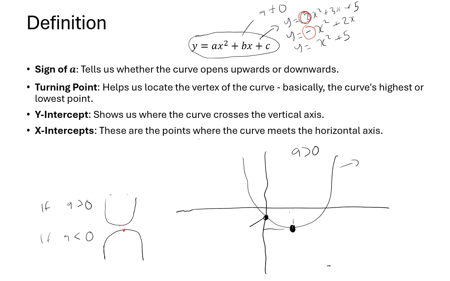So this is the y-intercept, and the x-intercepts are these points where it crosses the x-axis. Remember, this is the x-axis, this is the y-axis. So this is an x-intercept where it crosses the x-axis, and this is also an x-intercept, and this is our vertex. This is our turning point. So if you find all these four things, then we can easily sketch the quadratic function.